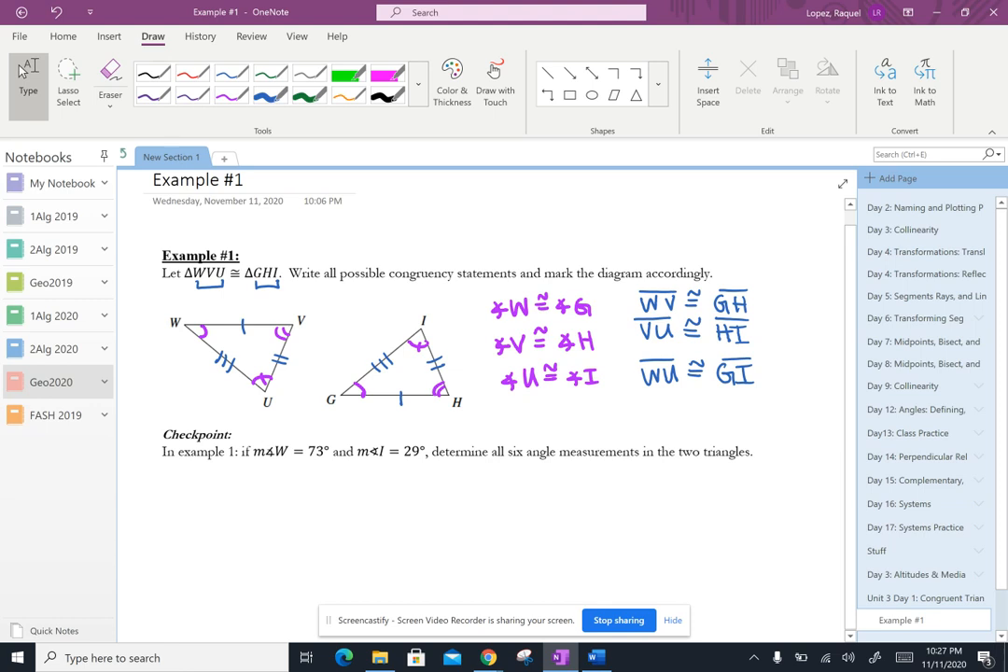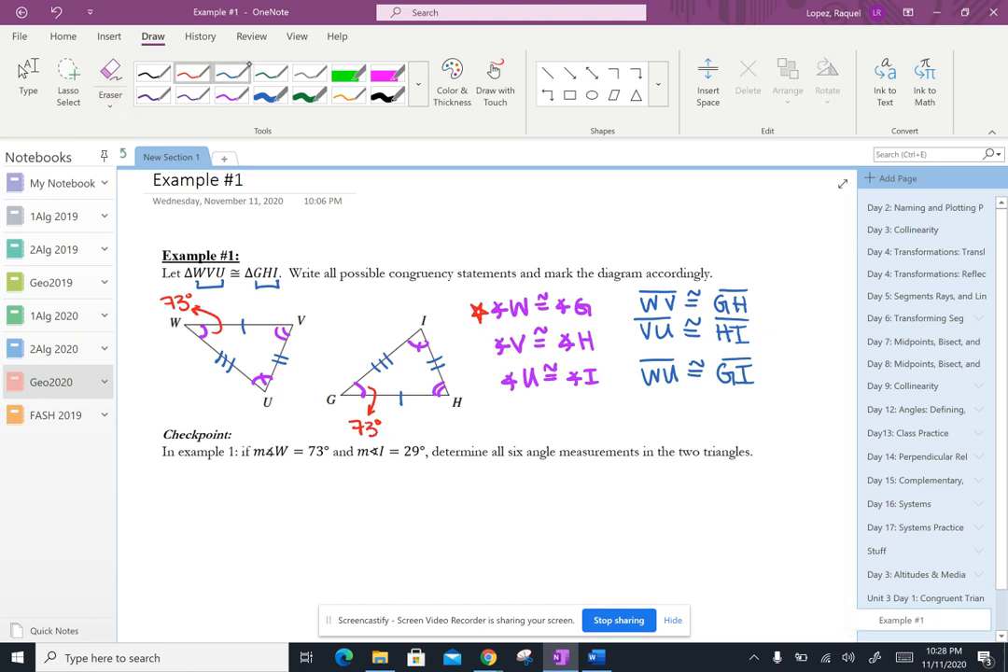Okay, so now let's take a look at this checkpoint. So in example one, let's say the measure of angle W is 73 degrees. So I'm going to go ahead and mark that in my picture. Angle W is 73 degrees. And I'm going to take a pause here because if angle W measures 73 degrees, then that means angle G is also 73 degrees. Because those two angles are congruent. We can see that in the diagram, and we can see that in this congruency statement that we wrote right here. And that 3 looks a little weird, so I'm going to fix it.